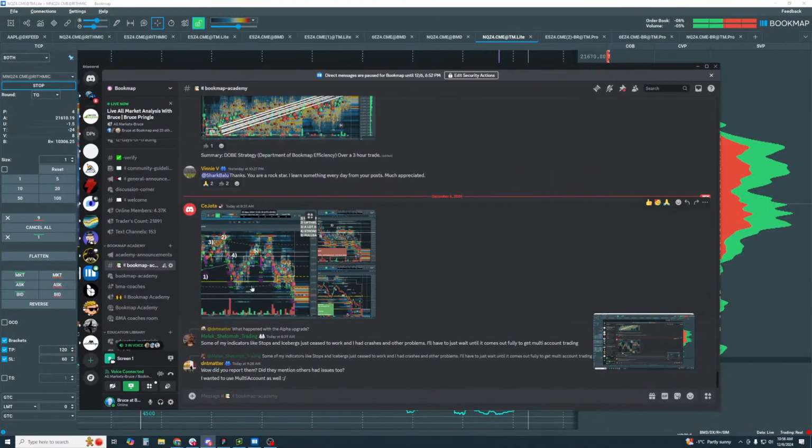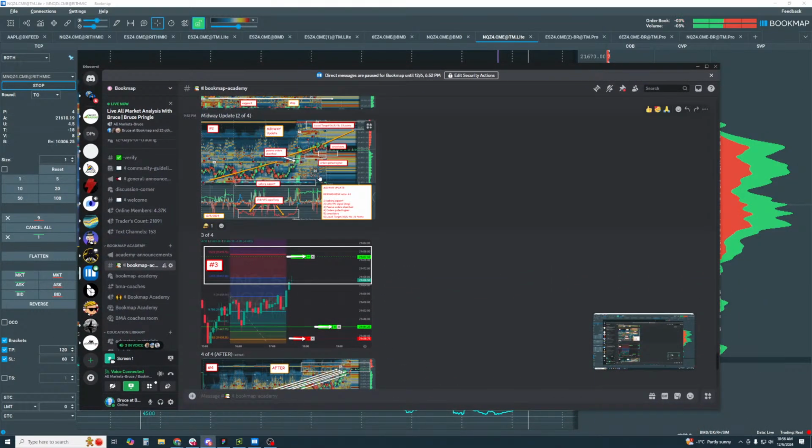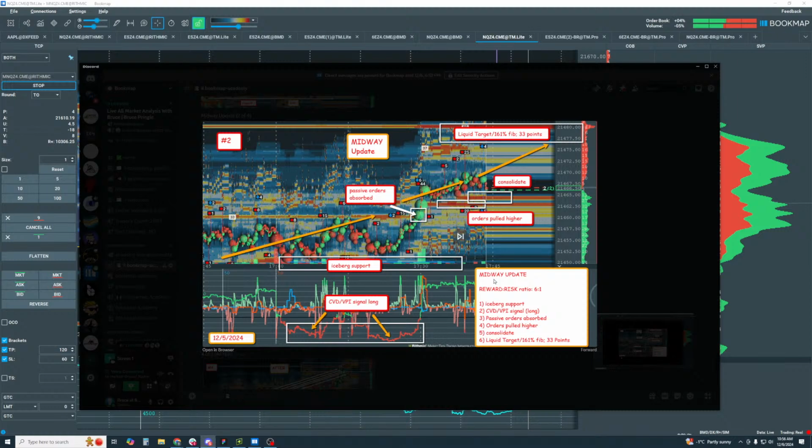One after another. So here we got Vinny, fantastic content. Look, this is what I'm talking about, is take some of the ideas, then here he's got an update on his risk reward ratio. Here's his checklist. He's looking for iceberg support, CVD, VPI as a signal here. He's looking for passive orders being absorbed. He put it into a plan. Then he's looking for his target and reaching it. Here he's trading fib levels. Okay, and he grabbed 33 points out of it from this NASDAQ trade.